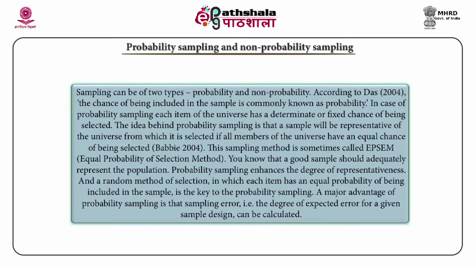In short, EPSEM. You know that a good sample should accurately represent the population. Probability sampling enhances the degree of representativeness, and a random method of selection in which each item has an equal probability of being included in the sample is the key to probability sampling. A major advantage of probability sampling is that sampling error, that is the degree of expected error for a given sample design, can be calculated.